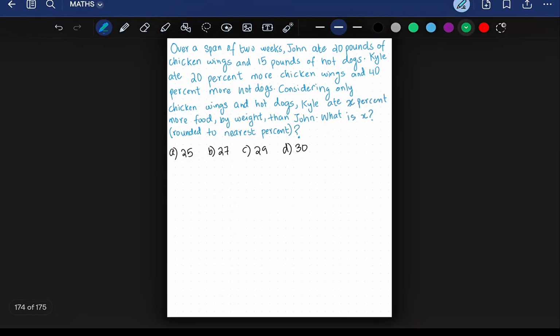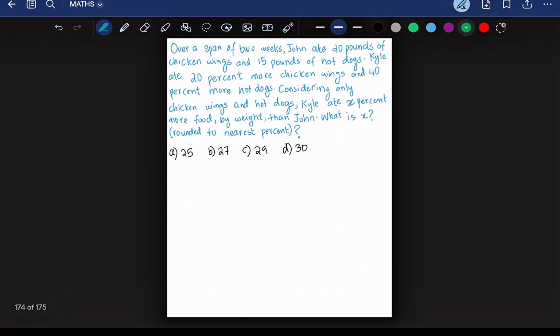The question says that over a span of 2 weeks, John ate 20 pounds of chicken wings and 15 pounds of hot dogs. Kyle ate 20% more chicken wings and 40% more hot dogs. Considering only chicken wings and hot dogs, Kyle ate X% more food by weight than John. What is X? So here they're asking us to find X, which is a percentage. It can be any of these options.